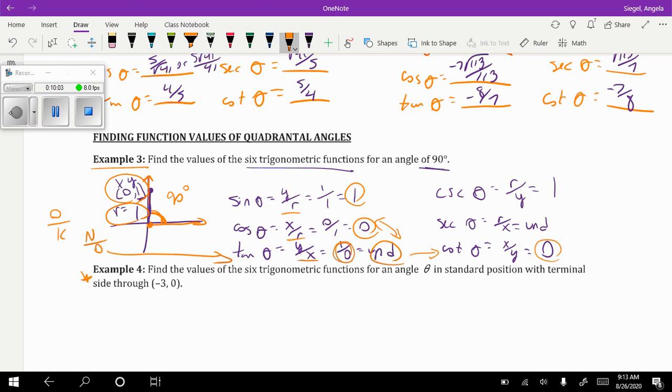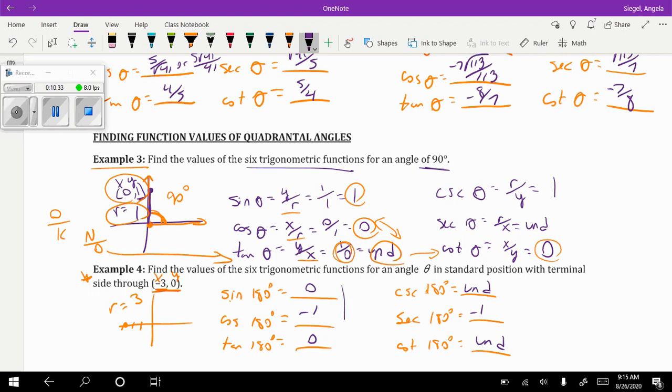Go ahead and try example 4 on your own. Notice that instead of giving you a degree, it gives you a point. So if this is x and y, my r is going to match whatever that value is, because it's the distance one. It can't be the 0 one, it will be the distance one. So it's going to be 3. Remember, r is always positive, so that's why it's a positive 3. So go ahead and try the 6 trig values there.